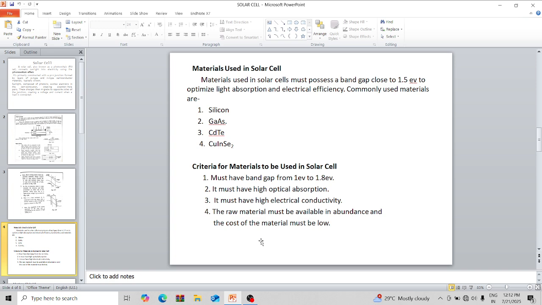Next, materials used in solar cell. The material used in solar cell must possess a band gap close to 1.5 electron volt to optimize light absorption and electrical efficiency. Commonly used materials are silicon, gallium arsenide, cadmium telluride, copper indium diselenide.